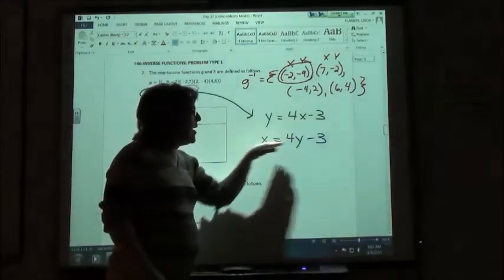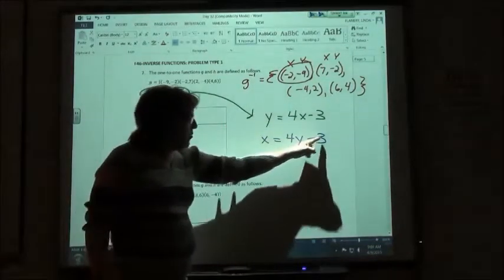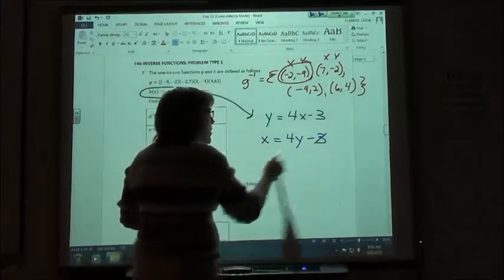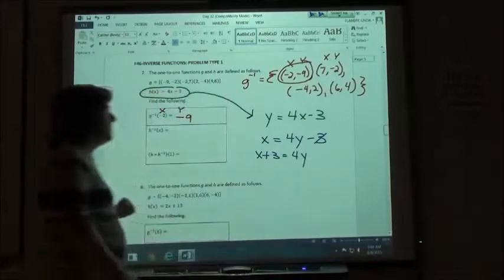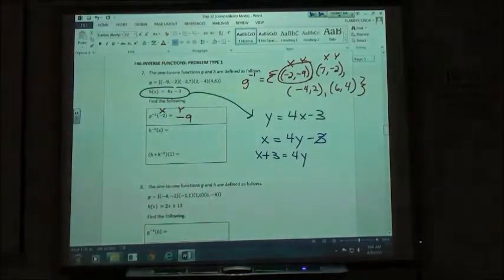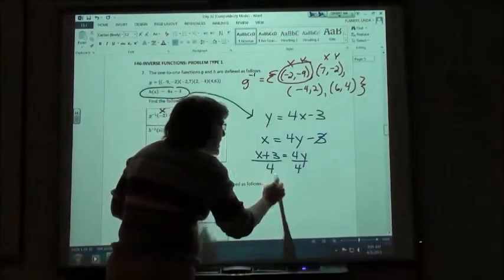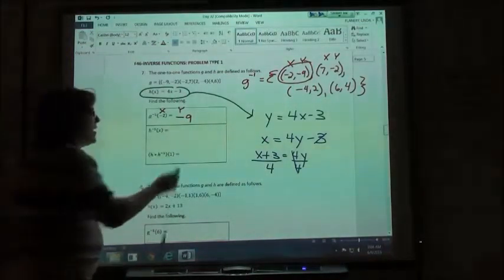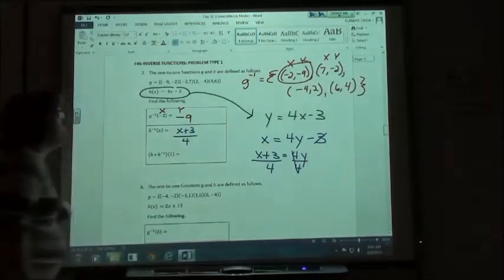Now I have to rearrange this and solve it for y. So if I want to get the y by itself, I would want to move the -3 over here with the x, right? So this is going to be x plus 3 equals 4y. I still need to get rid of the 4, so now I'm going to divide by 4. They're going to let you just use one big fraction instead of doing two separate fractions, so we'll just leave it like that. So our answer is x plus 3 over 4.